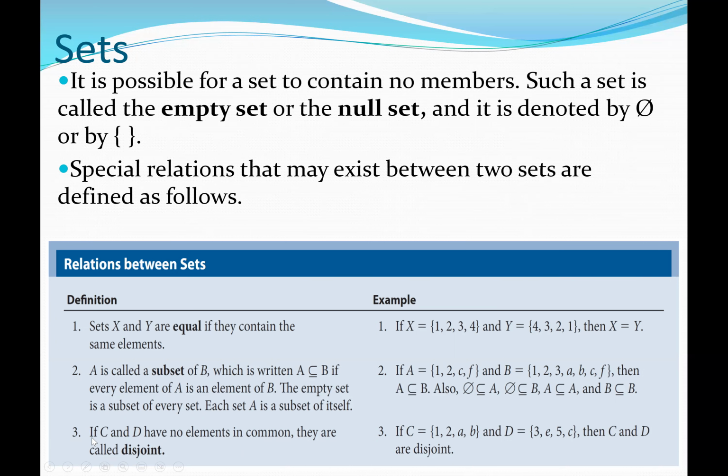Now the third is if we have sets C and D, and sets C and D have no elements in common, then this is called disjoint. So we can see that set C has 1, 2, A, B, and D has 3, B, C. So they don't have any element in common. So sets C and D are called, or we will say they are, disjoint.